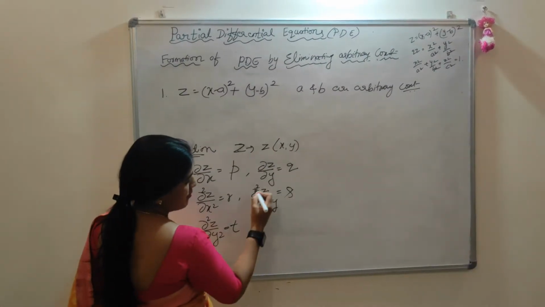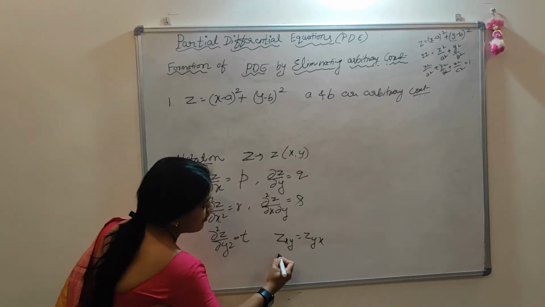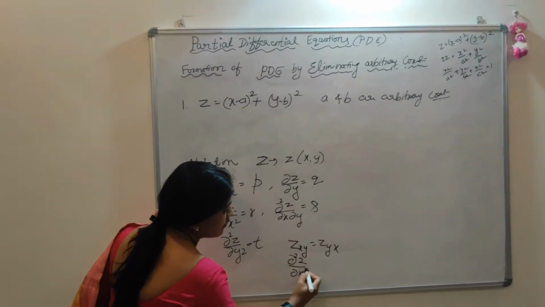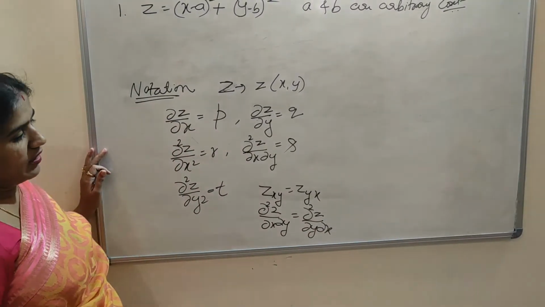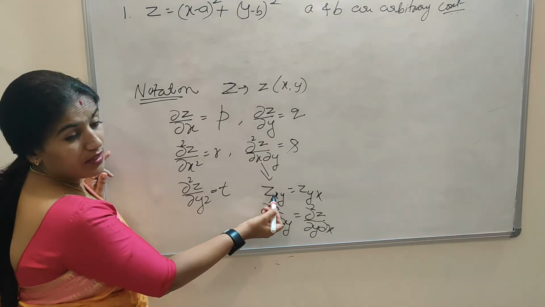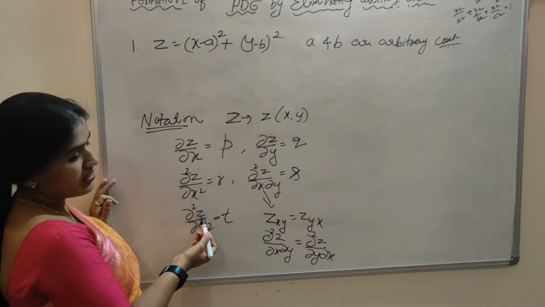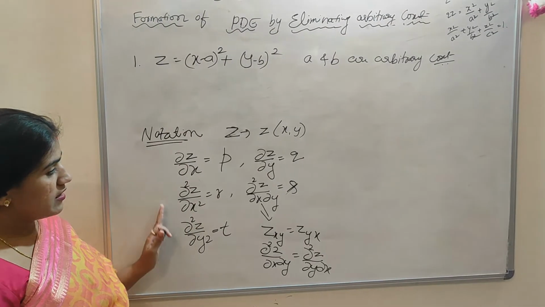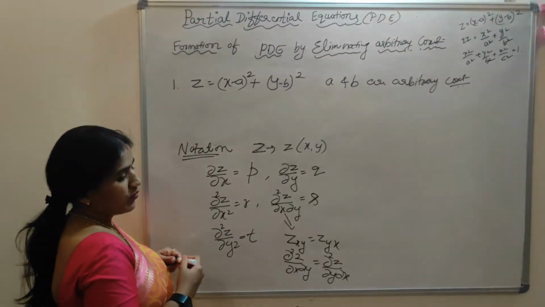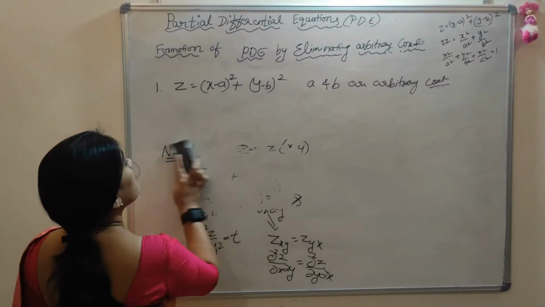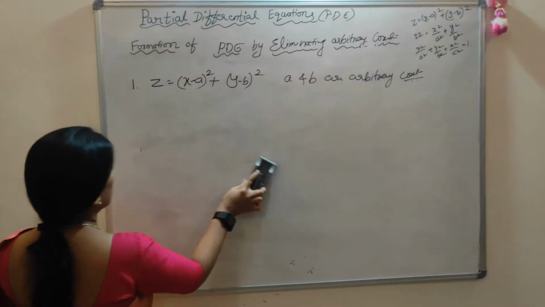Otherwise, we know there is a property of mixed derivatives, z_xy = z_yx. That is, ∂²z/∂x∂y = ∂²z/∂y∂x. Both are equal, so we can represent it by z_xy, which is represented by small letter s. Then the second derivative of z partially with respect to y is represented by t. By using this representation, we should eliminate the arbitrary constants. Now, in the given equation, there are two arbitrary constants, a and b.